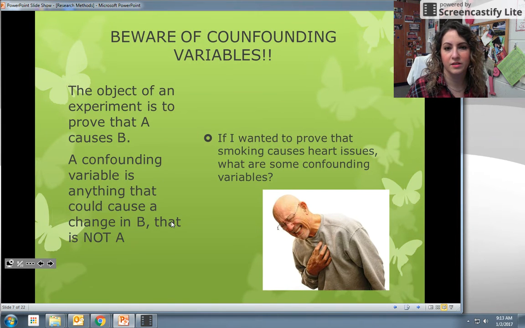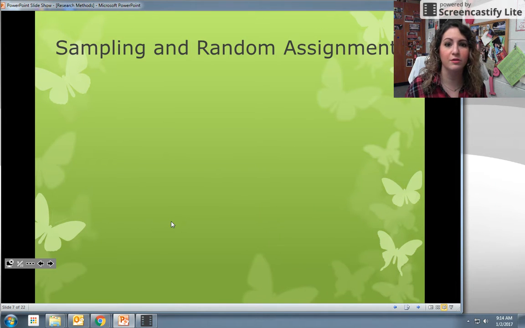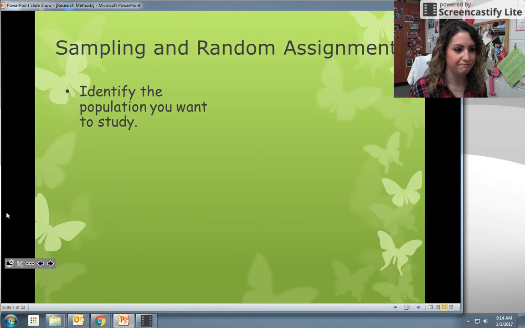Okay, so here's the experiment. If you want to prove that smoking causes heart issues, what are some confounding variables? It's anything that would cause heart issues that's not smoking. Bad diet, poor exercise, genetic predisposition, stuff like that. Okay, so how do you get rid of confounding variables? Because in every experiment, there's going to be some amount of confounding variables. How you want to get rid of it is by having sampling and random assignment.